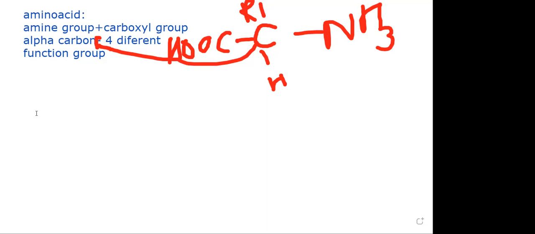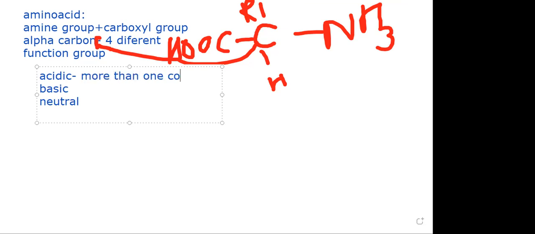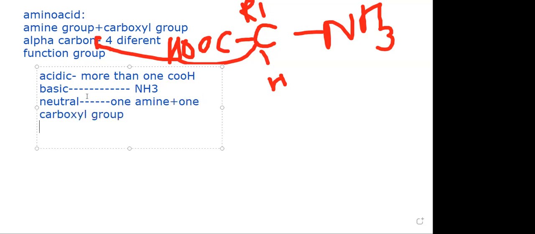If you observe, amino acids are of different varieties: acidic, basic, and neutral amino acids. If it has more than one COOH group, it is called an acidic amino acid. If it has more than one amine group, it is said to be basic. If it has one amine plus one carboxyl group, we call it a neutral amino acid.